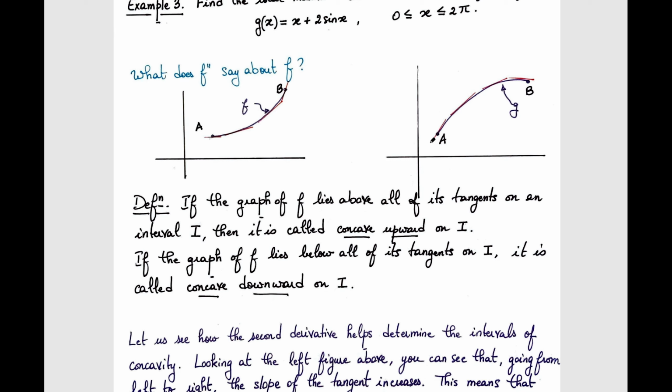Whereas here, the slope of the tangent at this point is bigger than the slope of this tangent line. The slope of this tangent is bigger than the slope of this tangent, and the slope of this tangent in turn is bigger than the slope of this tangent. So here the slope of the tangent is decreasing, correct? They're both positive, but the slopes here are increasing, the slopes here are decreasing.